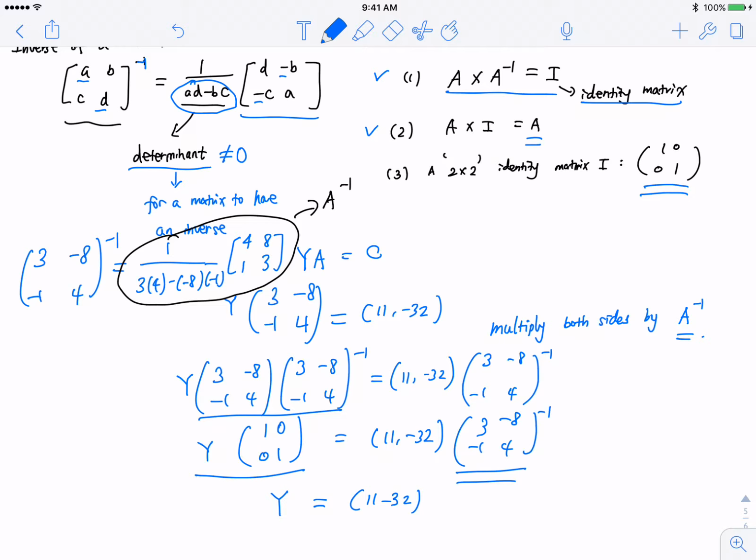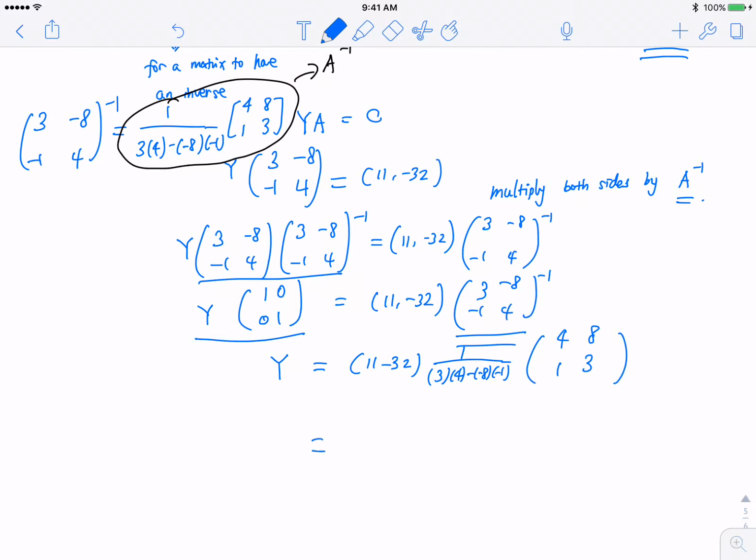So notice that 3 times 4 minus negative 8 times 1 is just 12 minus 4. I will write this down shortly. So this is just 1 over 4. I will change the position between 11, negative 32, the first matrix, and 1 over 4.